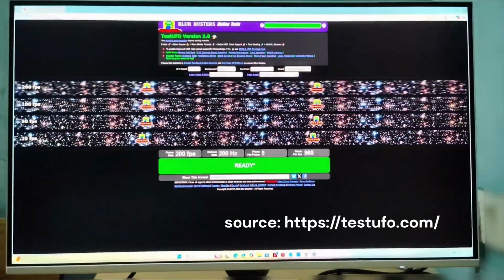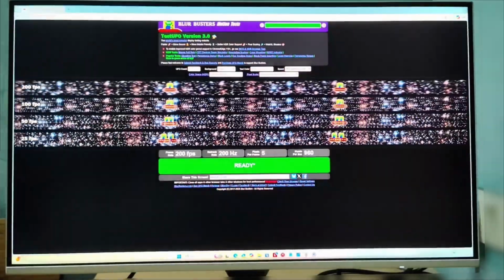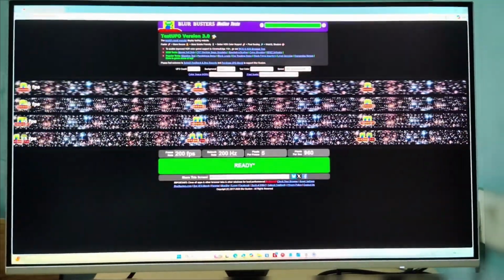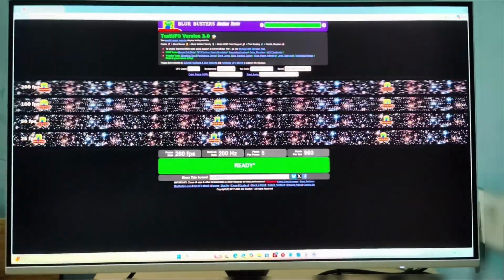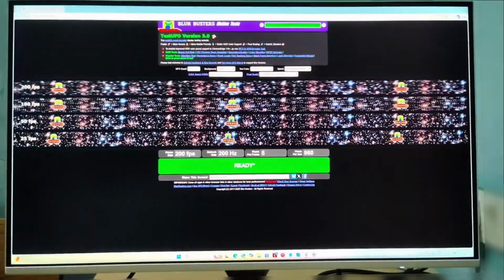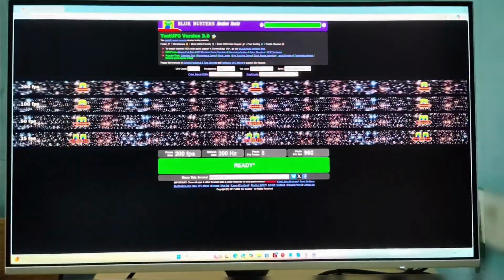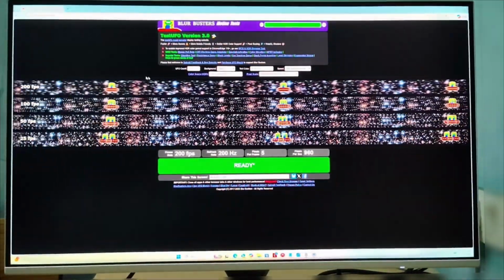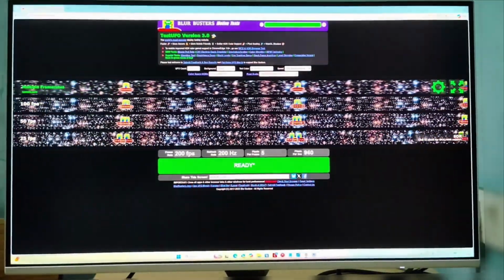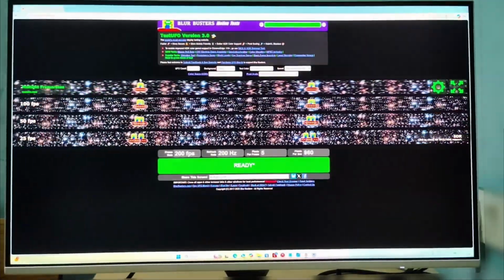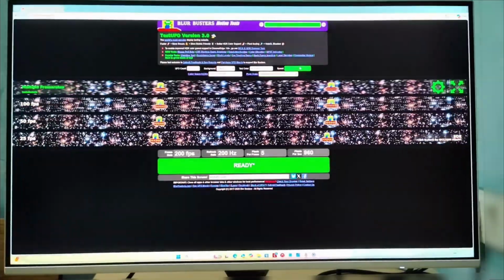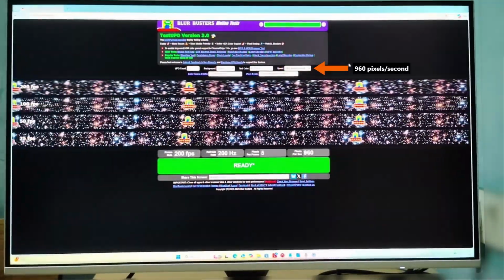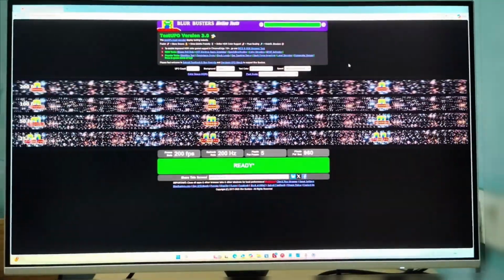In today's video, I'm going to show you the UFO test on my BenQ EW270Q 2K QHD 200Hz monitor. So let's first understand what the UFO test is. What it does is simply move an object across your screen at a constant speed. Here is a UFO that is moving at 960 pixels per second. With this test, you can see how your monitor handles motion.